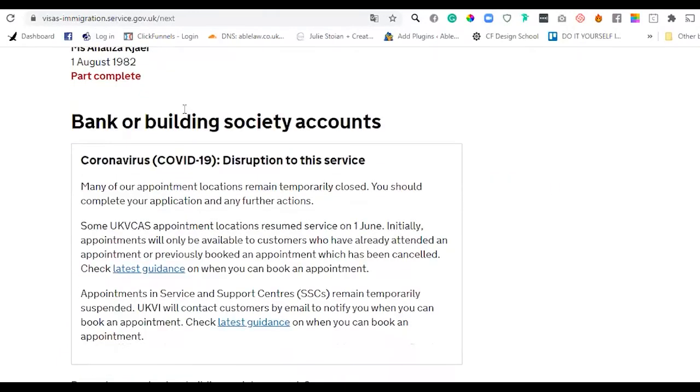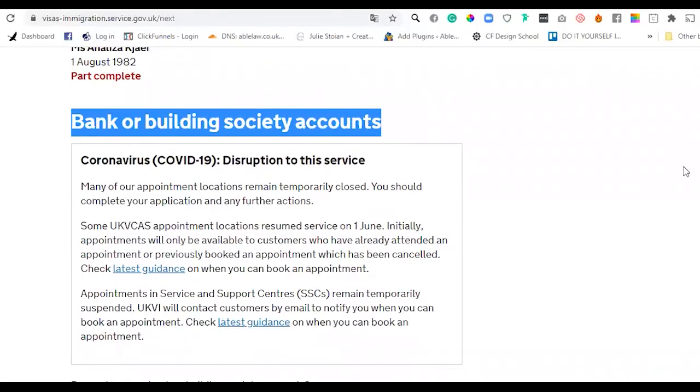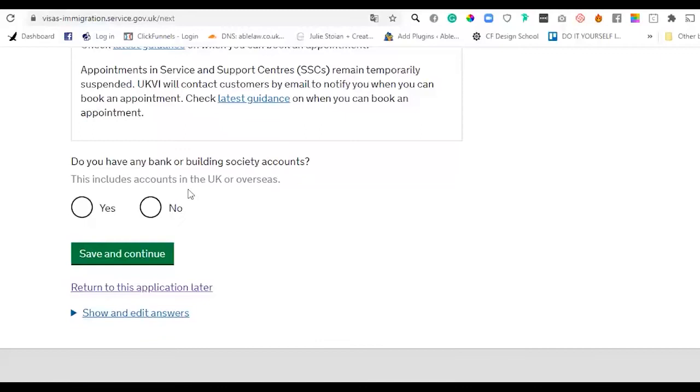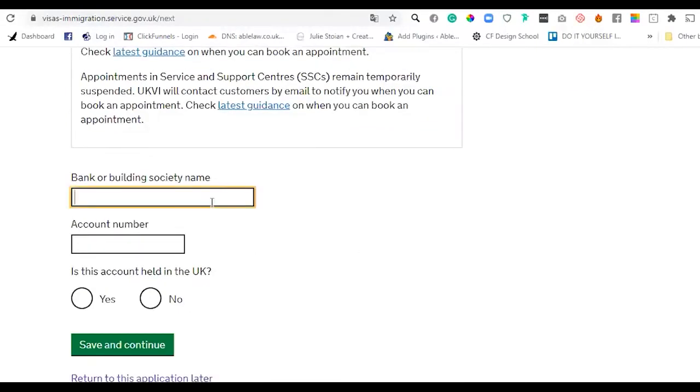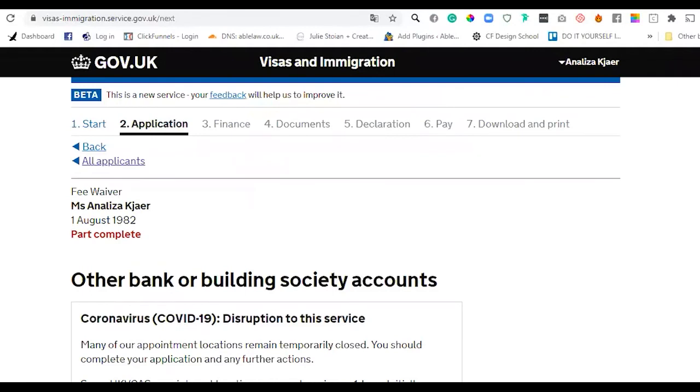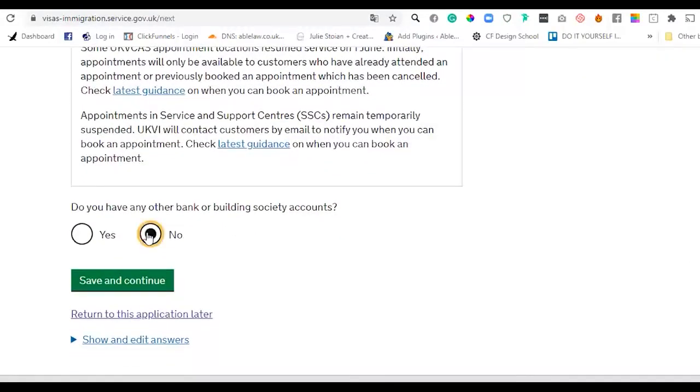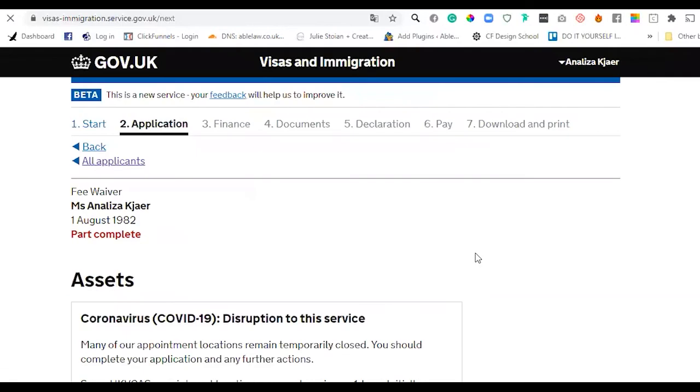And then this one, bank building society account. You need to give them your bank. Do you have any? Of course, you have a bank account. Yes. And then it asks about the bank details. So let's say Santander. And then that'll be like 547123456 something like that. This is the account. Yeah, that's an account held in the UK. Yes. Do you have any other bank account? No. We don't want them to ask you a lot of questions about bank details.